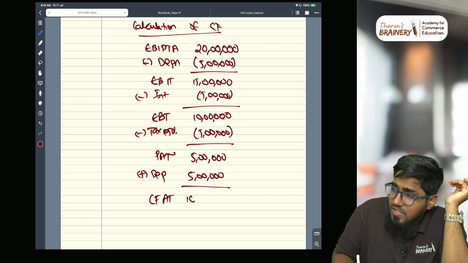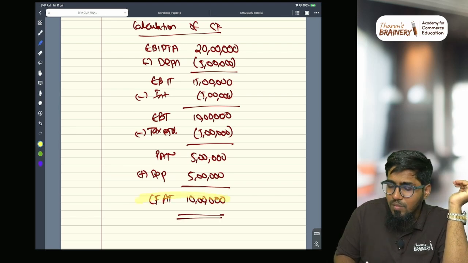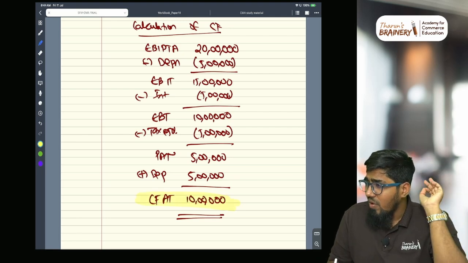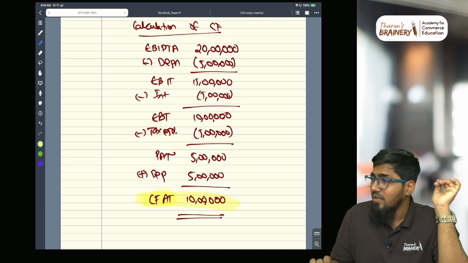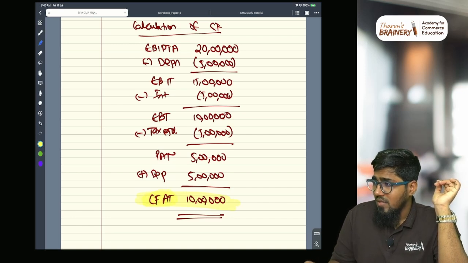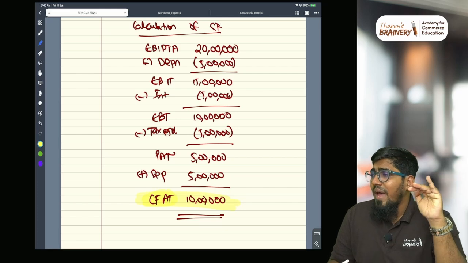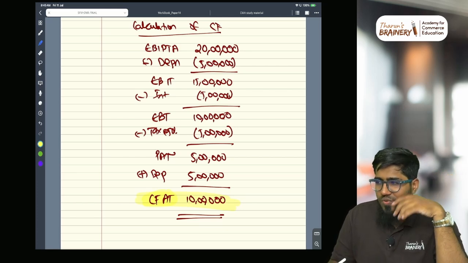Cash flow after tax, which is 10 lakh rupees. So this is the most important thing. For all the things you have to calculate cash flow after taxes. The CFAT is the most important thing. One simple way to calculate cash flow after taxes is that from the PAT you add the non-cash expenditure. Mostly the non-cash expenditure is depreciation only.